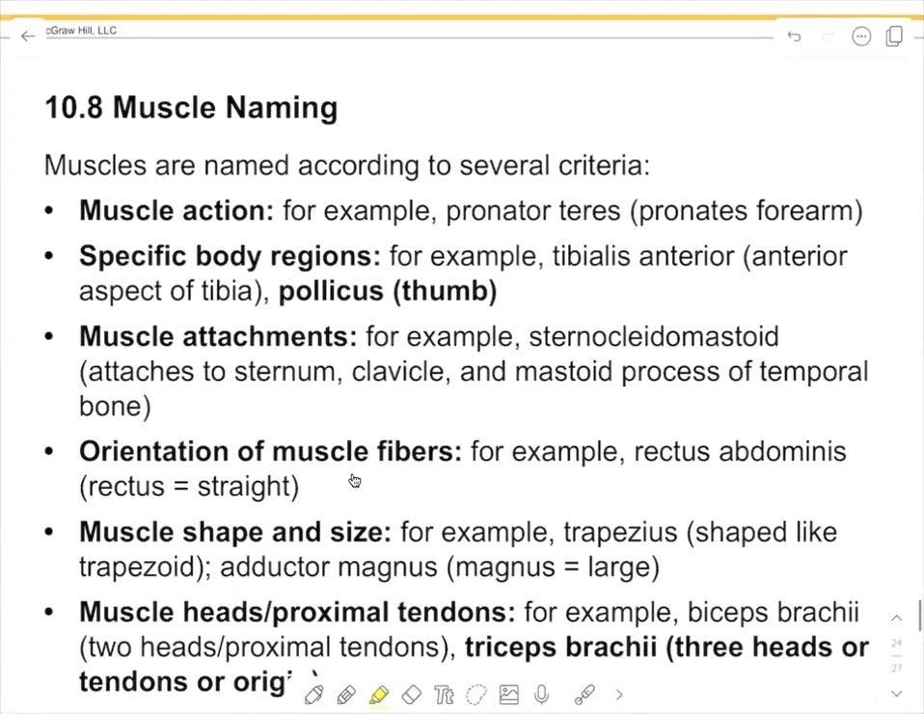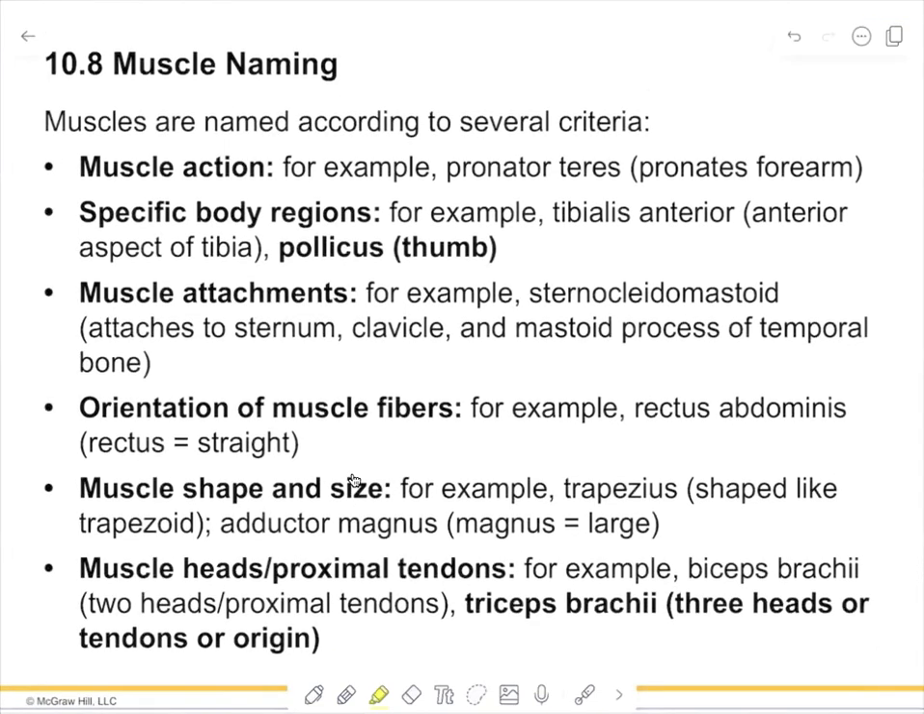When we name muscles, we name them by different criteria, such as the action. For example, the pronator teres helps to pronate the forearm. We name them for specific body regions, like the tibialis anterior is on the anterior portion of the tibia. The pollicis muscle would be named for its attachment to the thumb. We name them for attachments, like the sternocleidomastoid is named because it attaches to the sternum, clavicle, and mastoid process of the temporal bone. So a lot of times when we break down the muscle into pieces and parts, we could kind of figure out what the function of that muscle is.